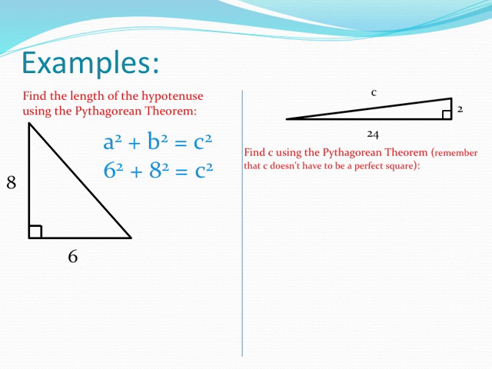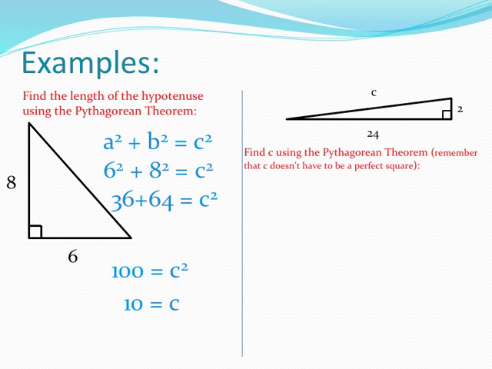So 6 squared plus 8 squared equals c squared. Now I do the squaring part. 6 squared is 36. 8 squared is 64, equals c squared. I add 36 and 64 together and I get 100 equals c squared. And then I take the square root of both sides and I get that c has to be 10. So the hypotenuse of this triangle is 10 units long.